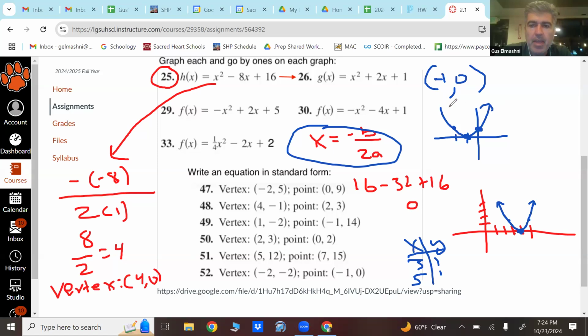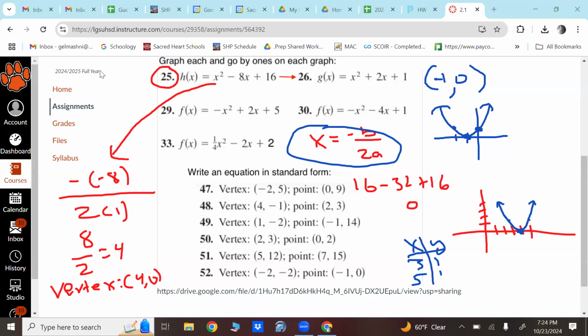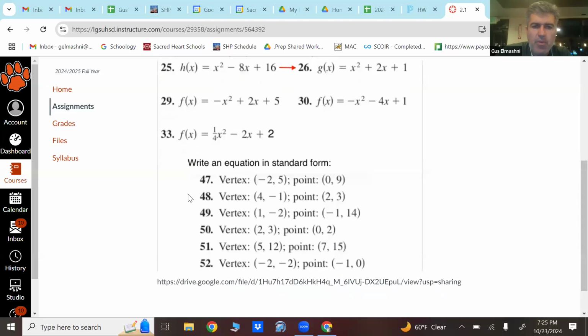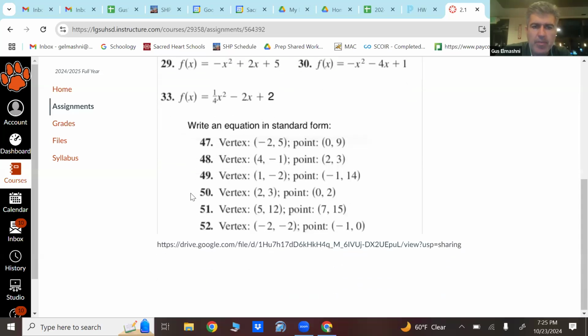Good. Okay. So I think you kind of get the idea. 'Cause I want to make sure we make the best use of our time. So this 29, 30, 33 are the same thing. Just make sure you get them done. So let's move on to, and if we have time, we can go back and look at those 3 other problems. But let's take a look at 47, 48, 49, 50, 51, 62.